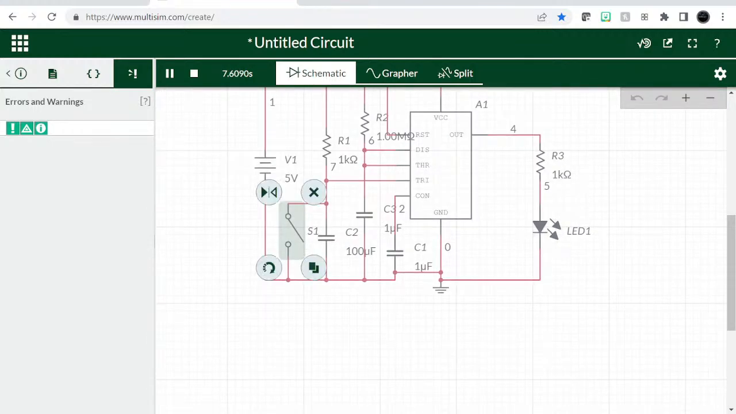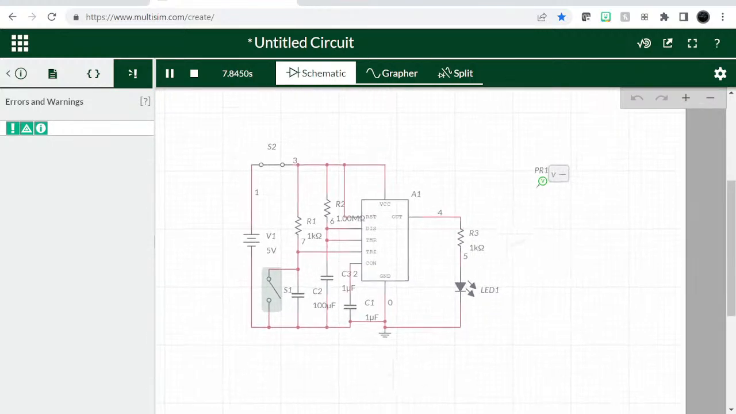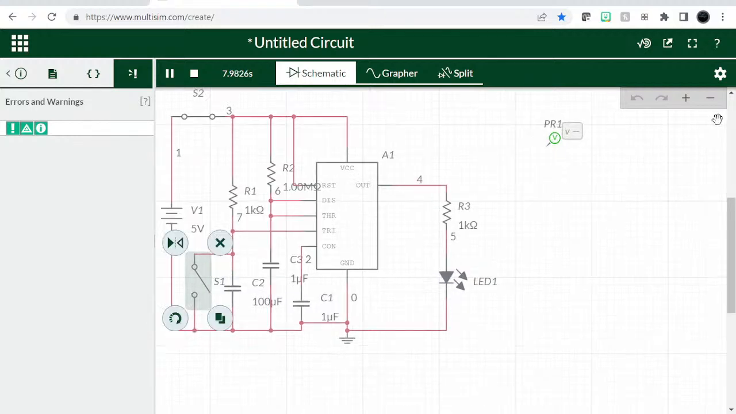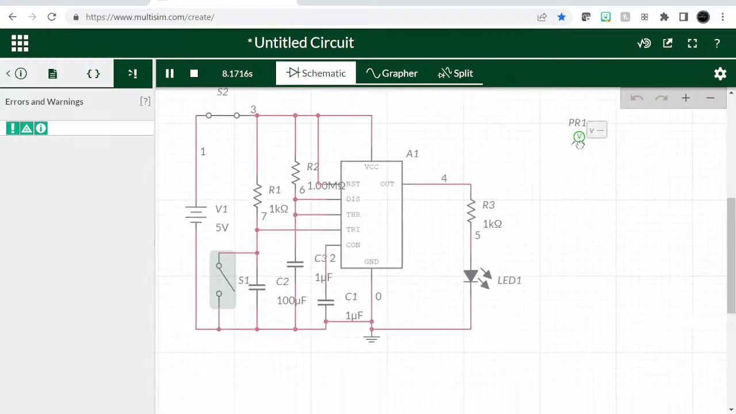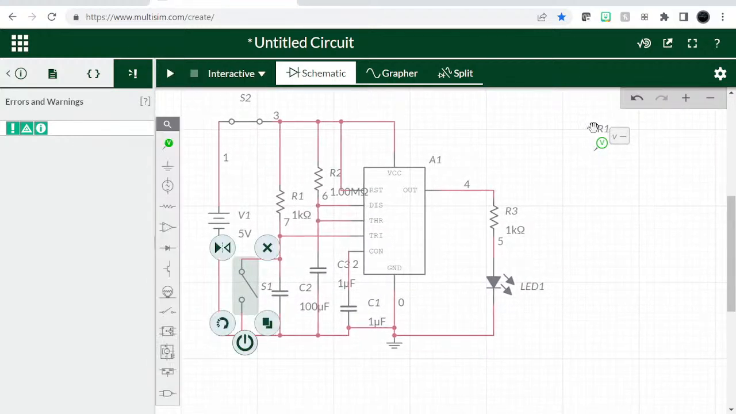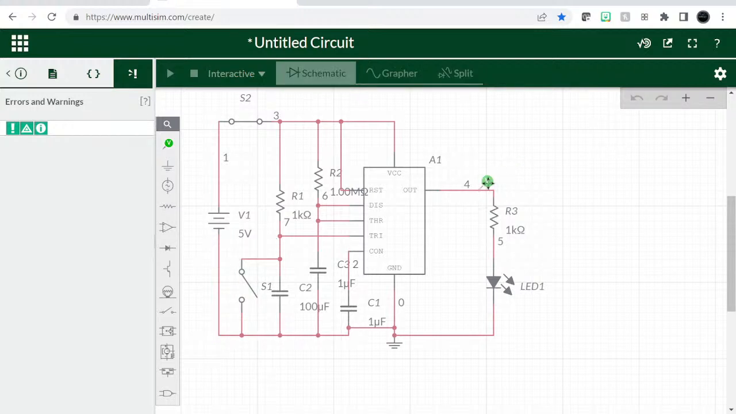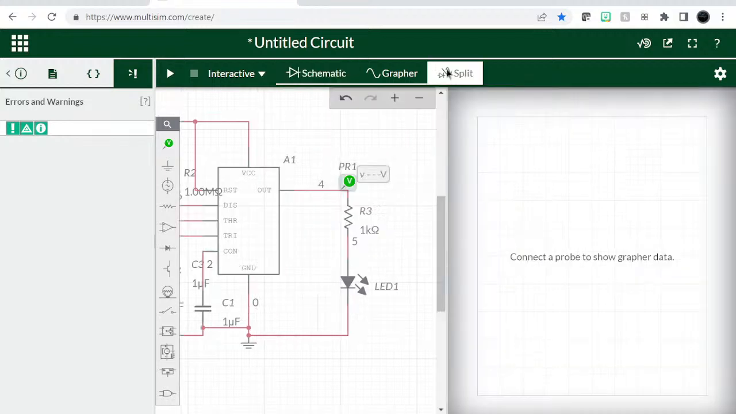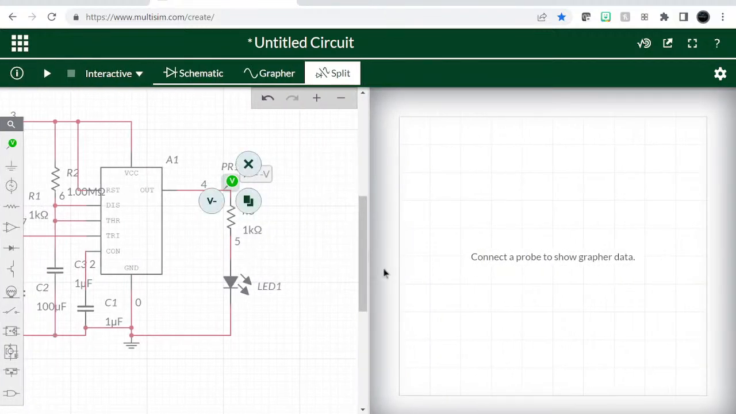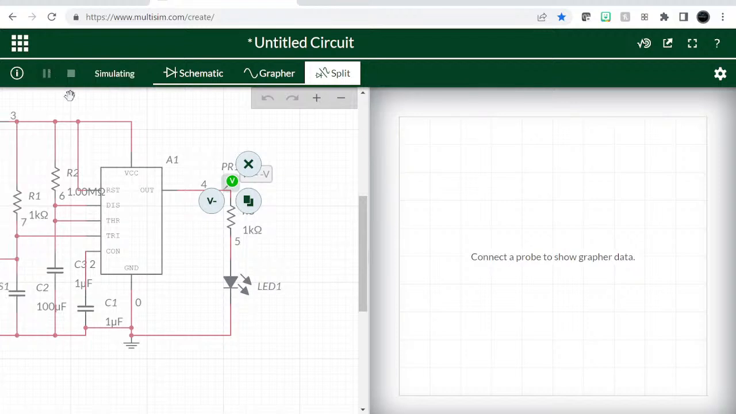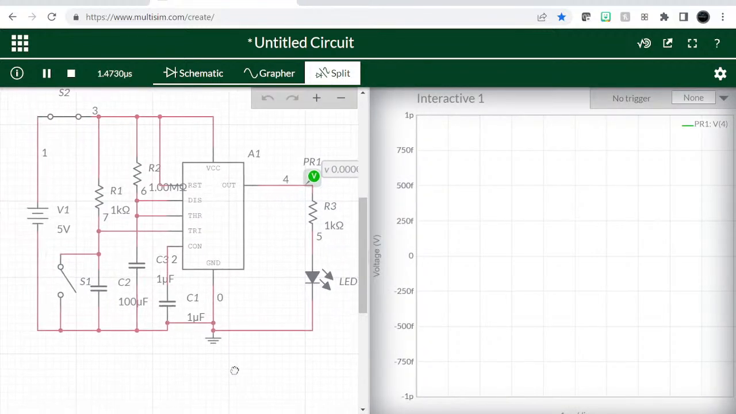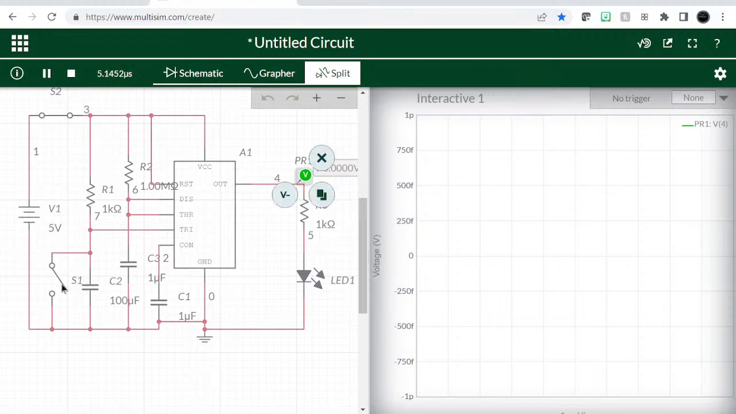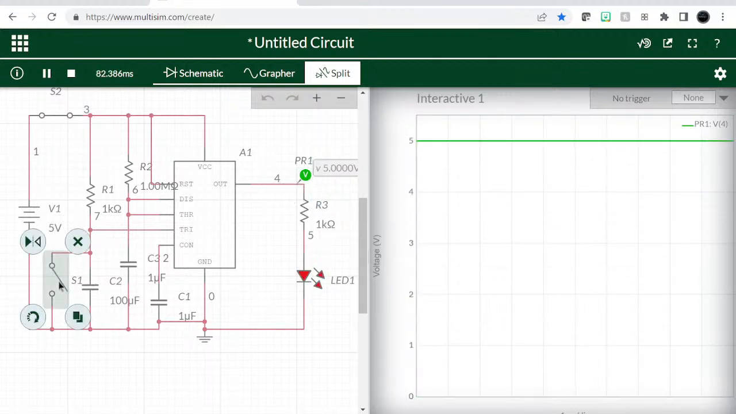So to make this clear, I'm gonna put the voltage meter across here. All right, I have to stop the simulation first, then put this right there. And then I'm gonna go on split screen so we can see. Why don't we hide this information? I'm gonna go on split screen and start the simulation, and I'm gonna turn this on, and then it stays on.